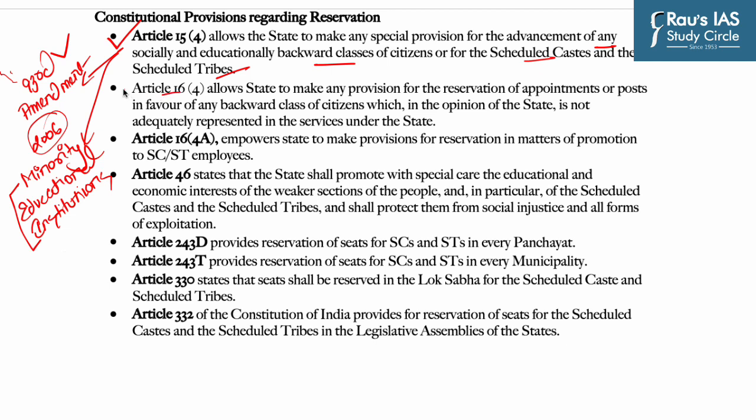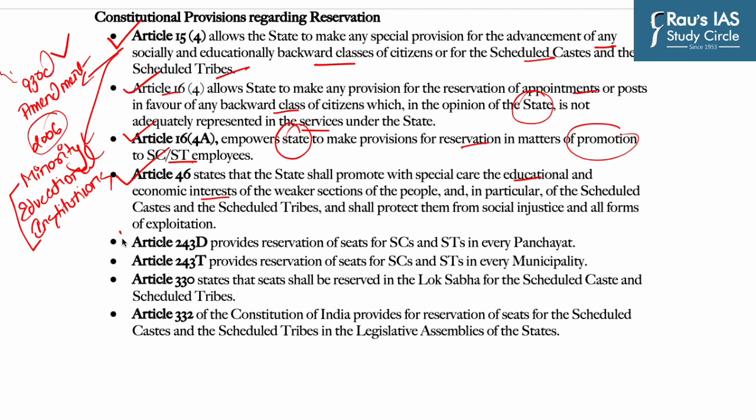Next is Article 16 Clause 4, which allows the state to make provisions for the reservation of appointments or posts in favor of any backward class of citizens which, in the opinion of the state, is not adequately represented in the services. Next is Article 16(4)(a), which allows the state to make provisions for reservation in matters of promotion to SC and ST employees. Next is Article 46, that the state shall promote with special care the educational and economic interests of the weaker sections of the people, that is SCs and STs.